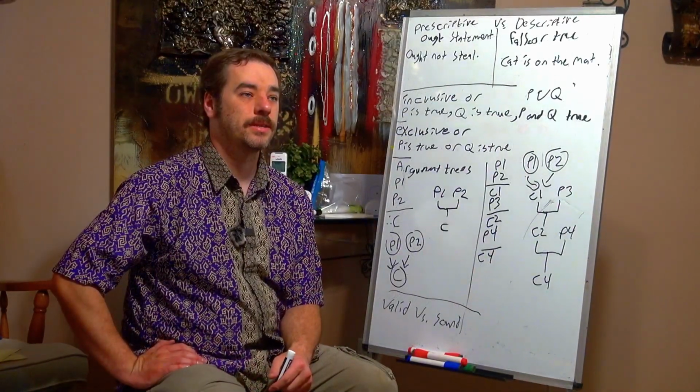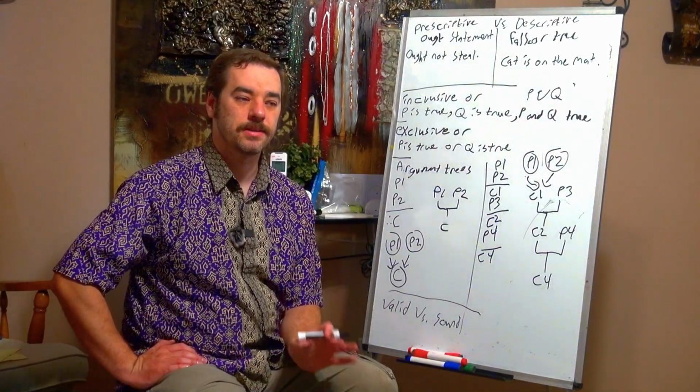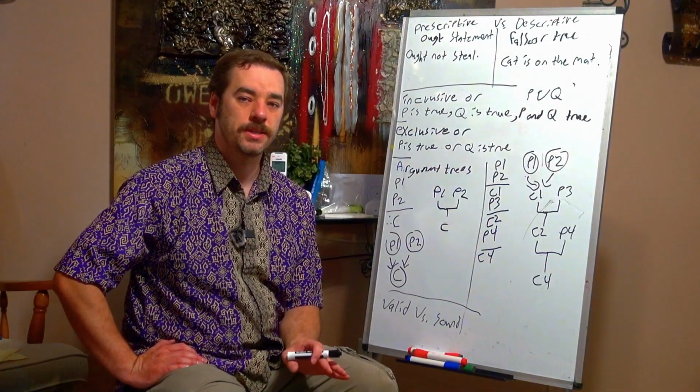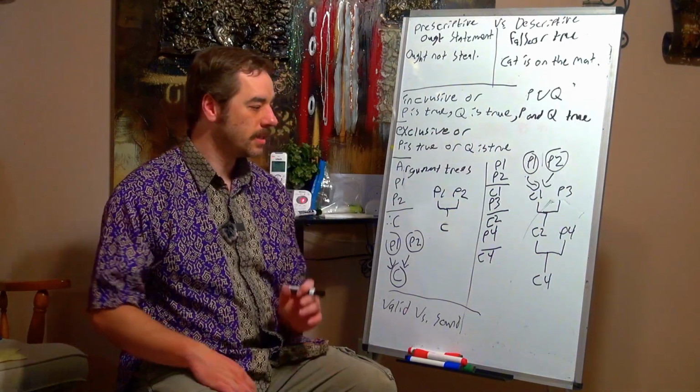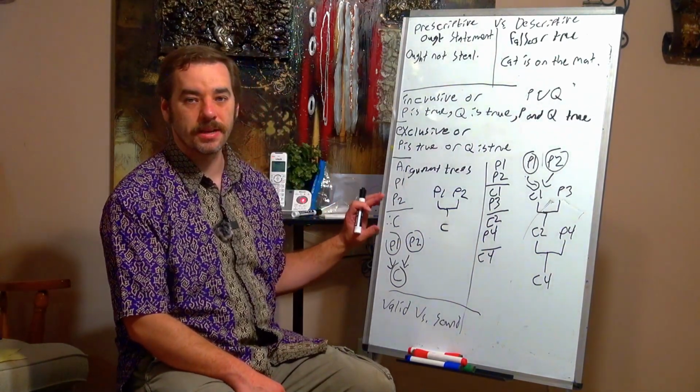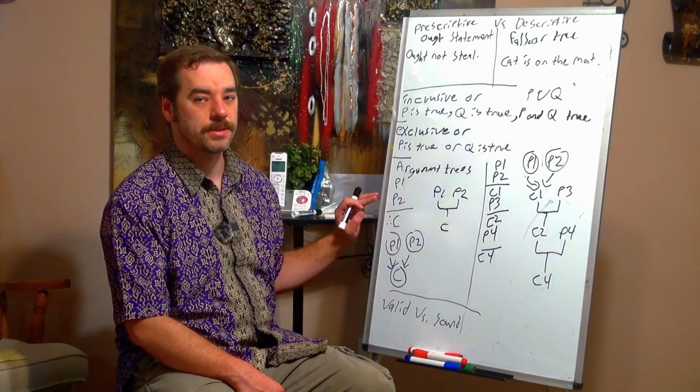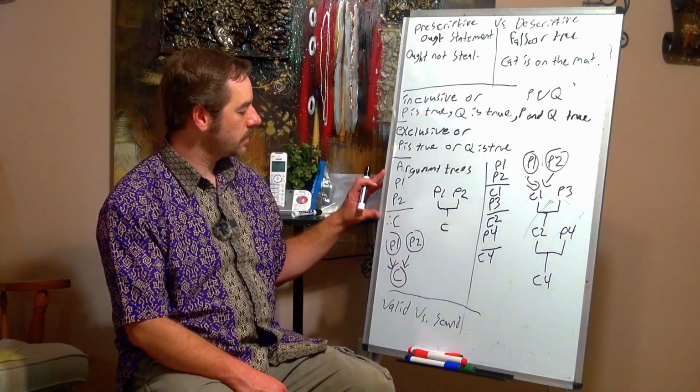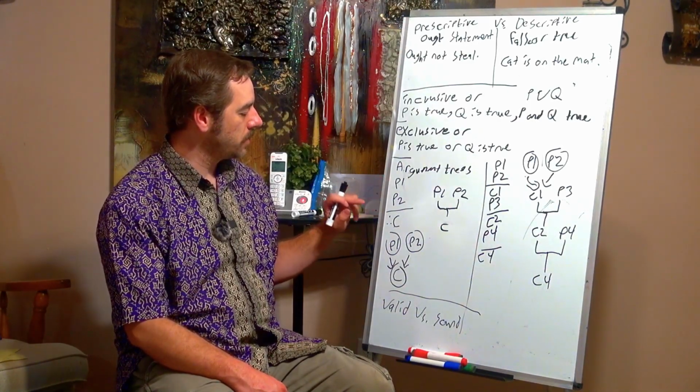Let's start with something called an argument tree. Now, this is different from truth trees in predicate logic. This is just a way to visually display an argument so that you know how it connects. So let's look at this very simple argument, P1, P2, C.